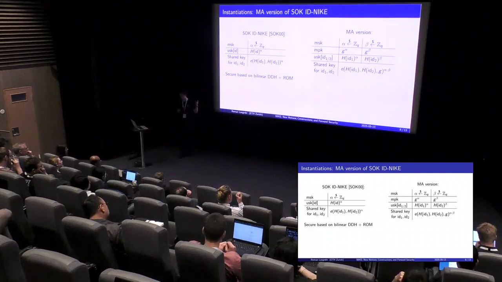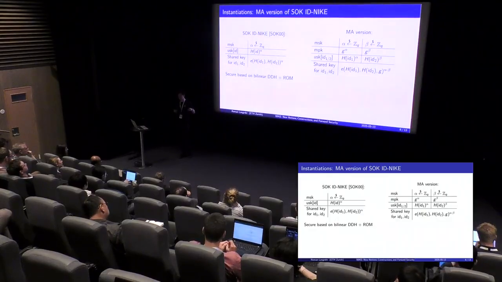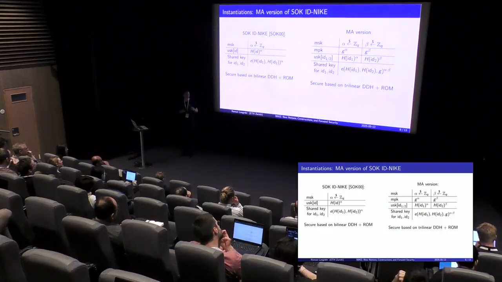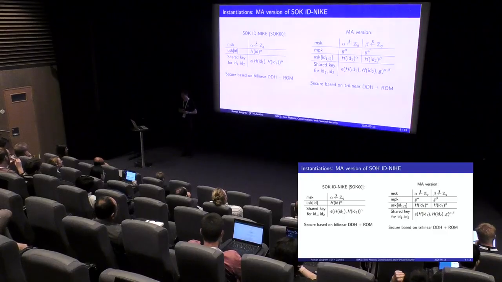And both users can compute this by putting into their trilinear map their own user secret key, the master public key of the other key authority, and the hashed identity of the other user. And it basically has the same security properties, except that you now need trilinear maps instead of pairings.